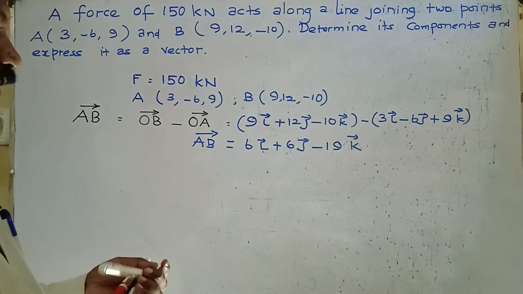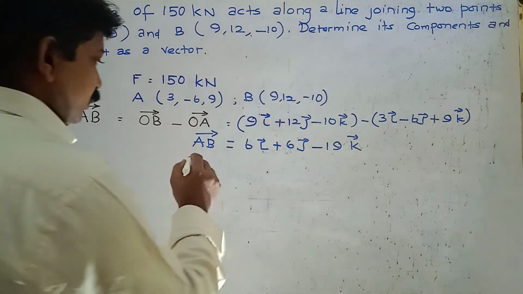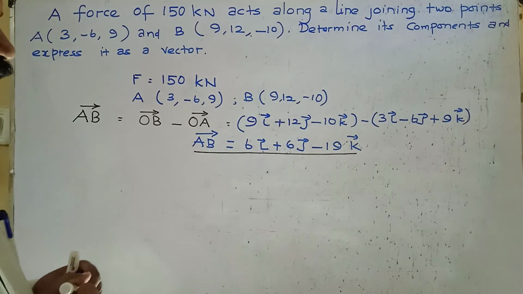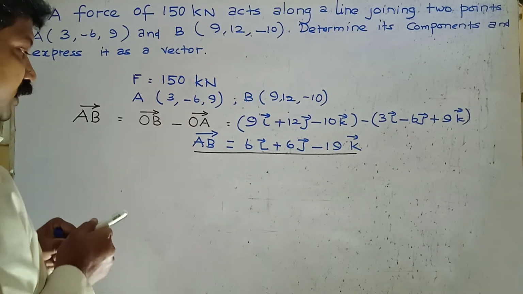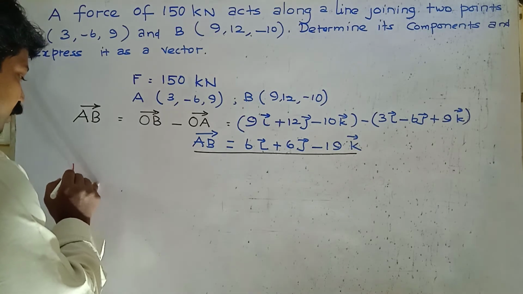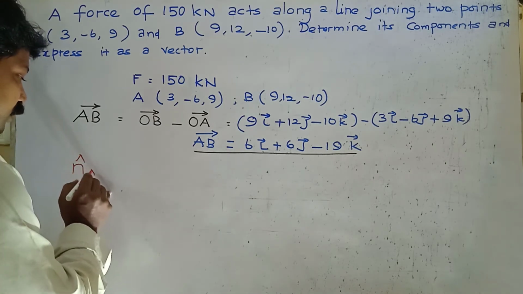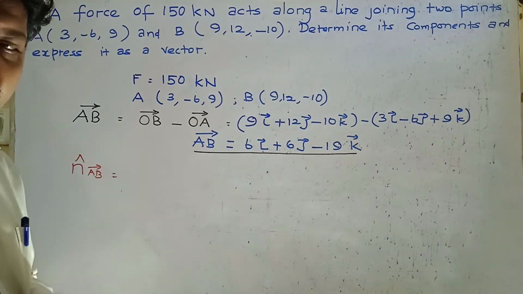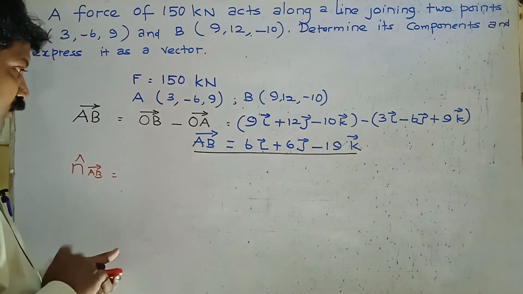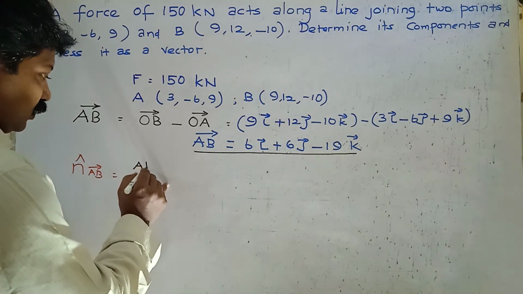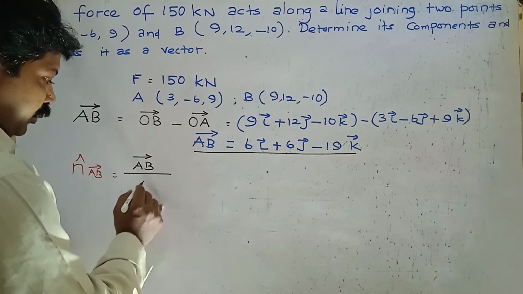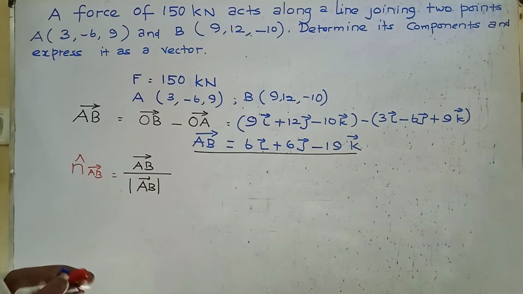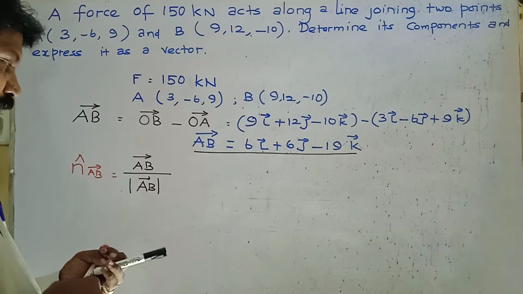And then next you have to find n cap of AB vector, the unit vector along the direction of AB vector. How to find n cap of AB vector? N cap of AB vector equal to AB vector divided by magnitude of AB vector. So how to find magnitude of AB vector, you know.